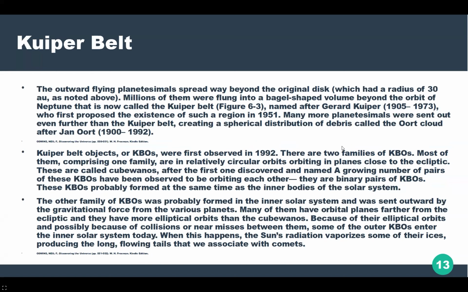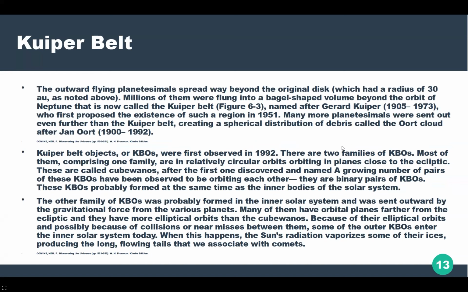Many more planetesimals were sent out even further than the Kuiper Belt, creating a spherical distribution of debris called the Oort cloud after Jan Oort. Kuiper Belt objects, or KBOs, were first observed in 1992. There are two families of KBOs. Most of them comprise one family, in relatively circular orbits, orbiting in planes close to the ecliptic. These are called cubewanos after the first one discovered and named. A growing number of pairs of these KBOs have been observed to be orbiting each other. They are binary pairs, or binary KBOs.